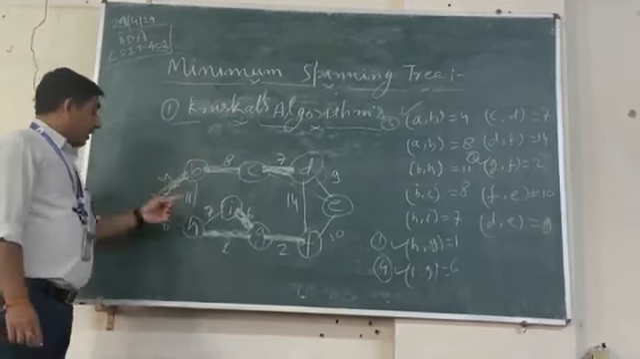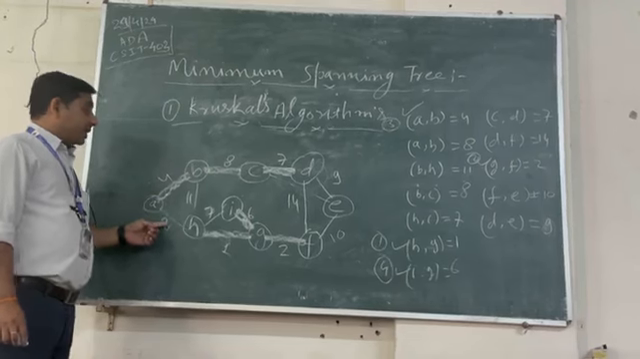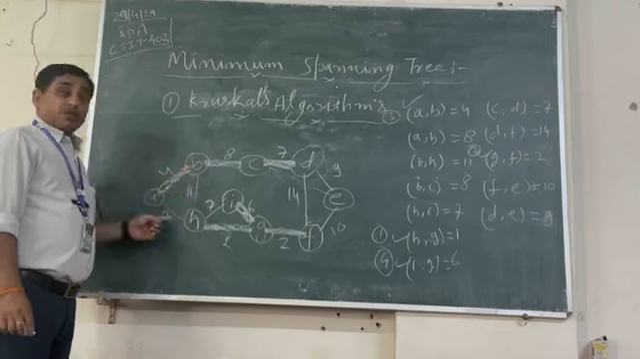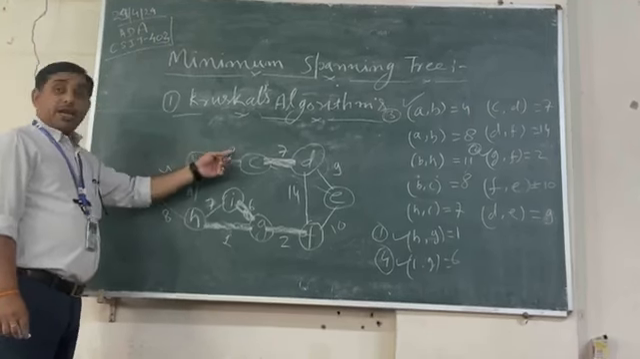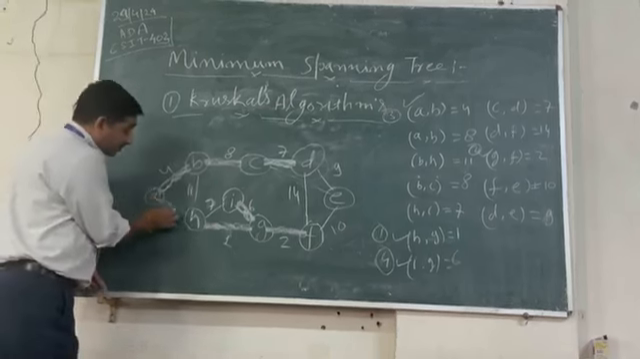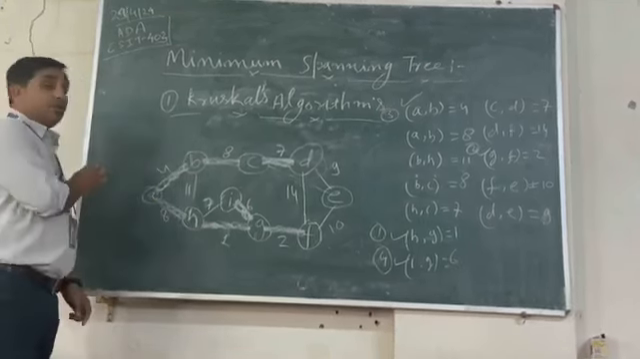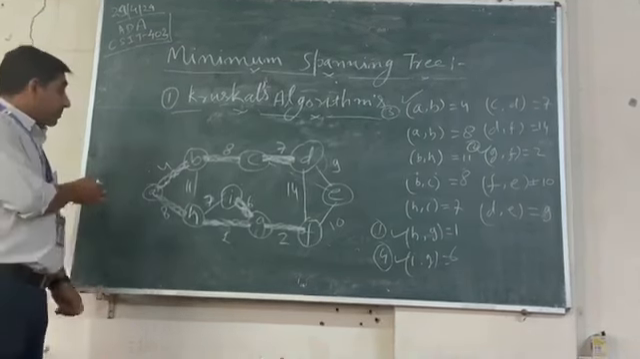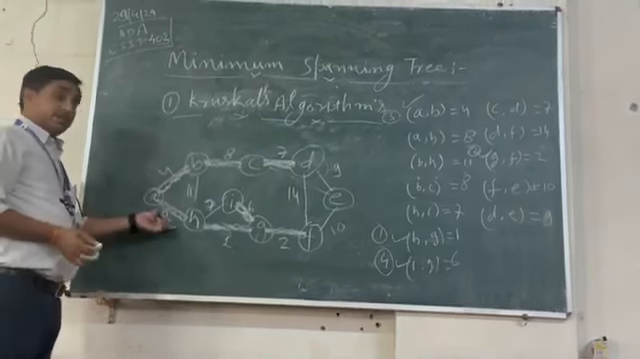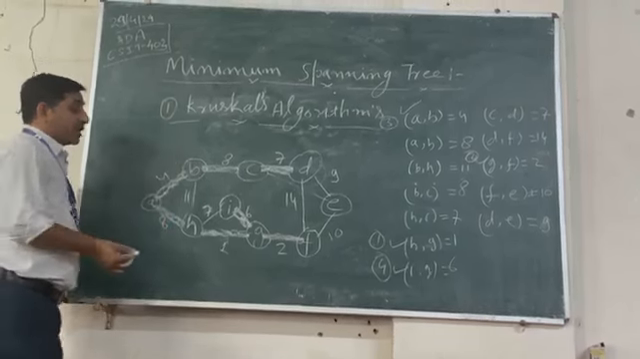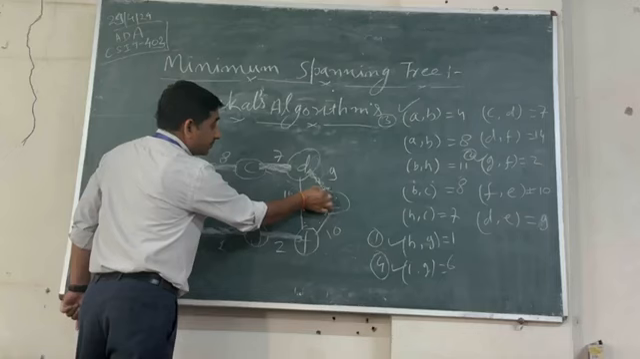And the next minimum edge is again 8, and one 8 is present here, and both are eligible. So first we select this one, and next time we'll select the other, because no closed loop is possible. Okay, so the next one is 9. So we'll select this one, 9.